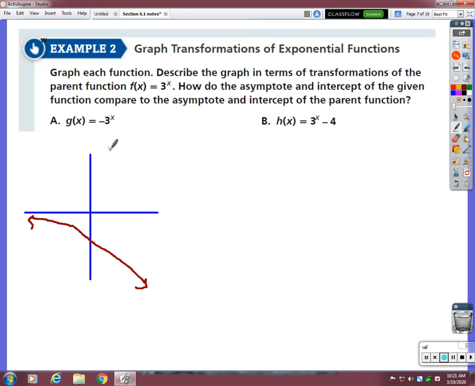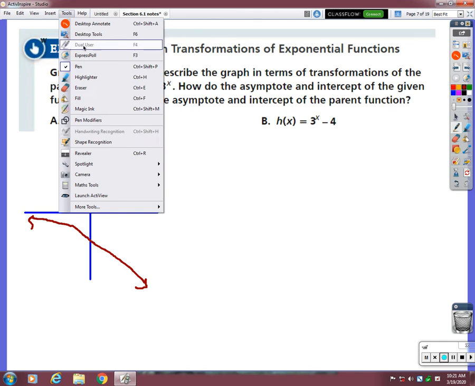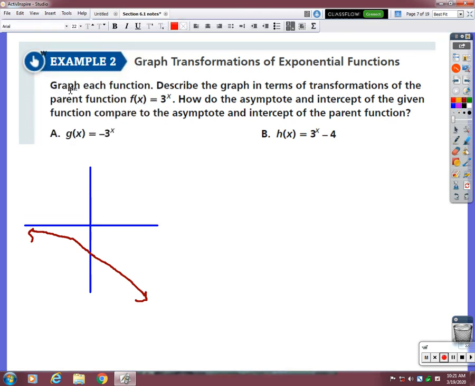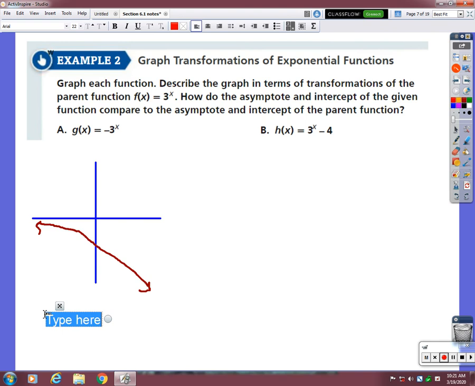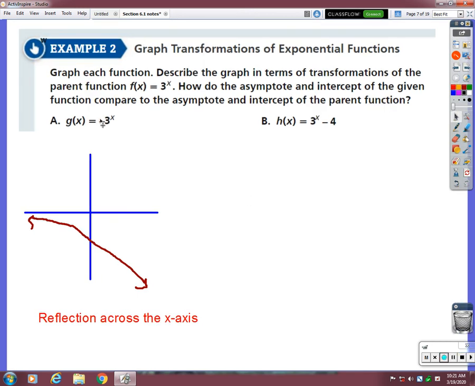So this is going to give us, as always, a reflection across the x-axis. Okay? And again, that's because of the negative here in front. How do the asymptotes intercept a given function? Okay, so the asymptotes are the same. This is still y equals 0, which is what the parent function would be.